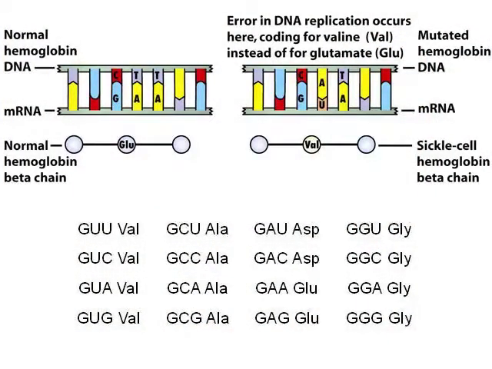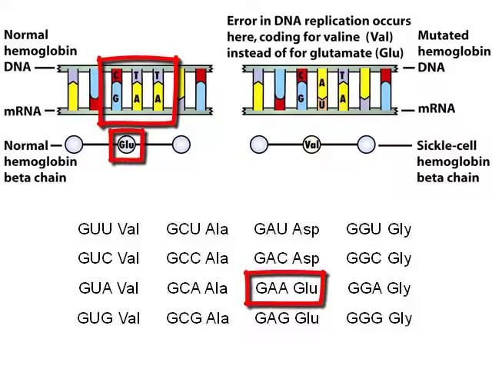In this particular example, we're taking that beta globin gene. It's got a sequence in DNA that's CTT, and that codes for, eventually, the amino acid glutamate. Remember, glutamate is an acidic amino acid, so it's polar, it's highly charged, it likes being in a charged, water-filled environment.